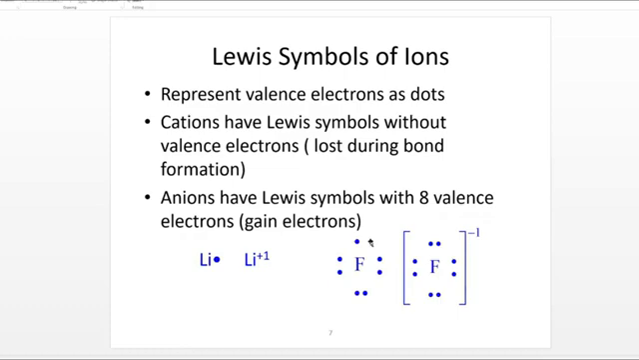For example, if we have lithium, which becomes a positive 1 ion, it originally has 1 valence electron. So we denote this by Li, the symbol, with 1 dot next to it. Fluorine, on the other hand, has 7 valence electrons, so it will have 7 dots, 2 on each side and 1 on the odd side. When it becomes an ion, it will gain 1 electron, so it will become fluoride with 8 electrons. When lithium becomes an ion, it will lose an electron, so it will become Li plus 1.